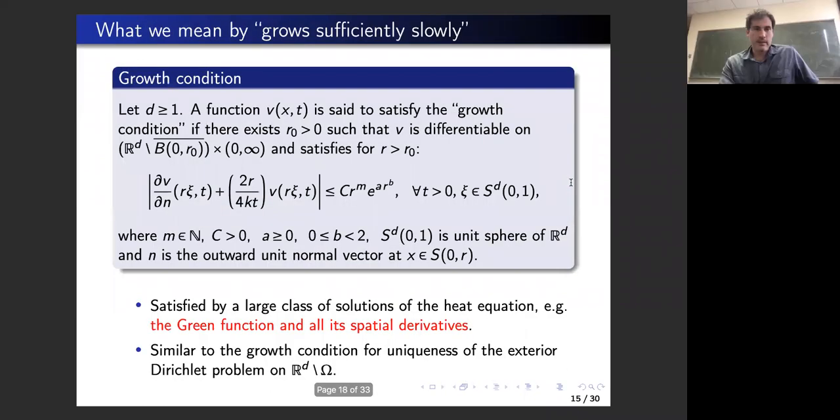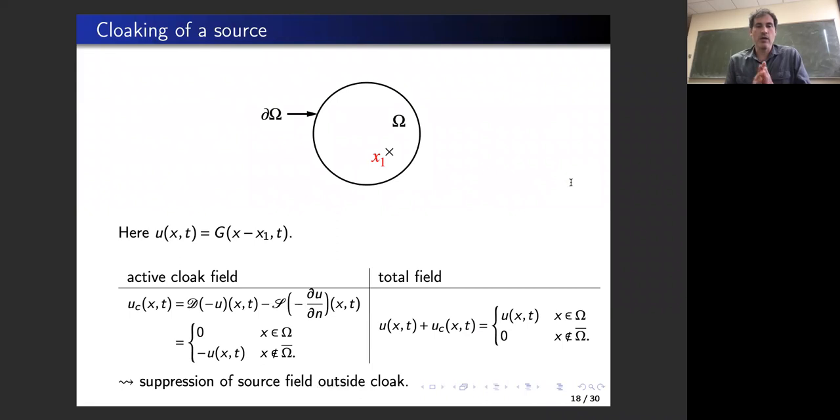Thank you. Let's see. So we are here. Now let me show you how to use this to cloak a source. This is the first problem in here. I have my domain omega, and I have a point source located at x1 that fires at time t is equal to 0. So this is what the field will be. It will be just this Green's function, and I can use the exterior reproduction problem to cancel out the field that's generated by the source outside of this region.